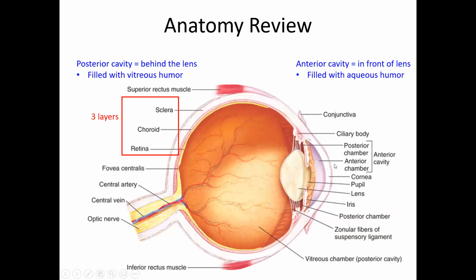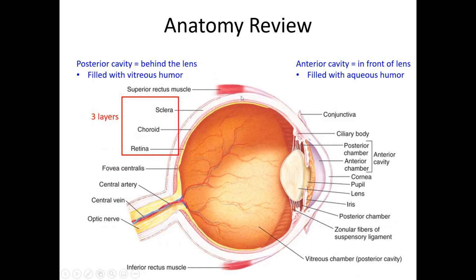Okay, let's do some anatomy review for the eyeball. We're looking at a sagittal section through the eye. There are two general cavities. We have the posterior cavity that's going to be filled with a thick fluid called vitreous humor. And then we have the anterior cavity, which is in front of the lens. That's going to be filled with a different, watery fluid, the aqueous humor right there. So: anterior cavity, posterior cavity.